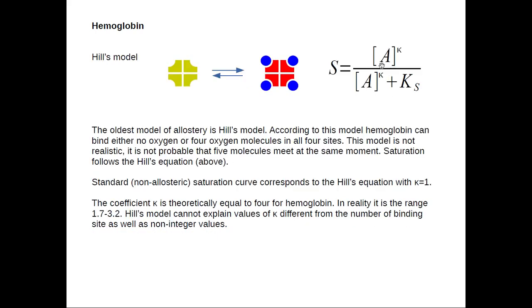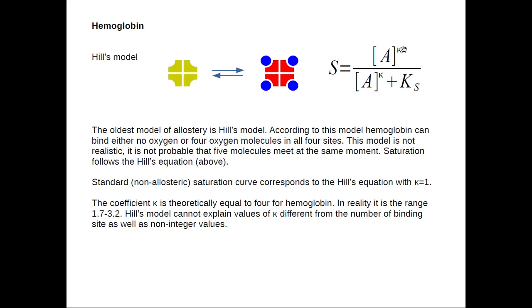And if you set the concentration to Ks, here we would have Ks, and here we would have Ks. It's Ks divided by 2Ks, so it's 1/2. So at a concentration equal to Ks, the saturation constant, you get 50% of saturation. This is a standard binding of a ligand to a protein.